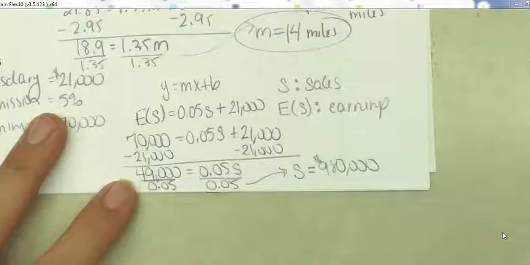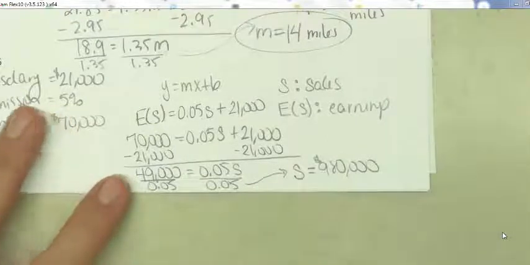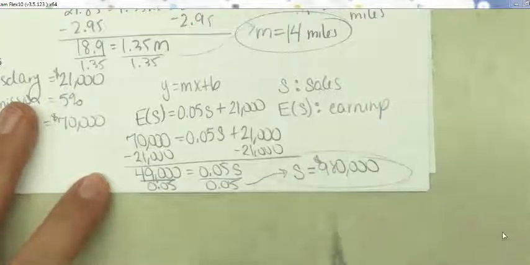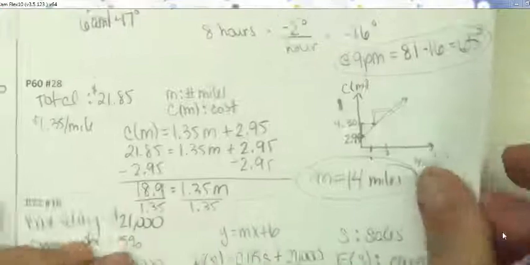I'm going to go back to the question. How much real estate does the broker have to sell to earn $70,000? So that's exactly what that person needs to sell. Okay, moving on.